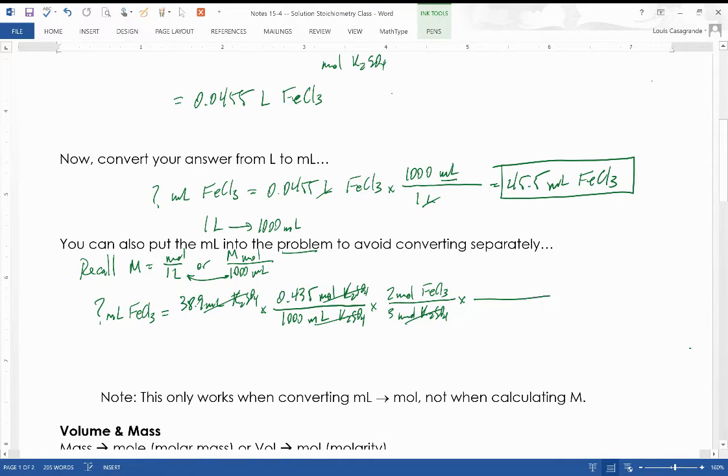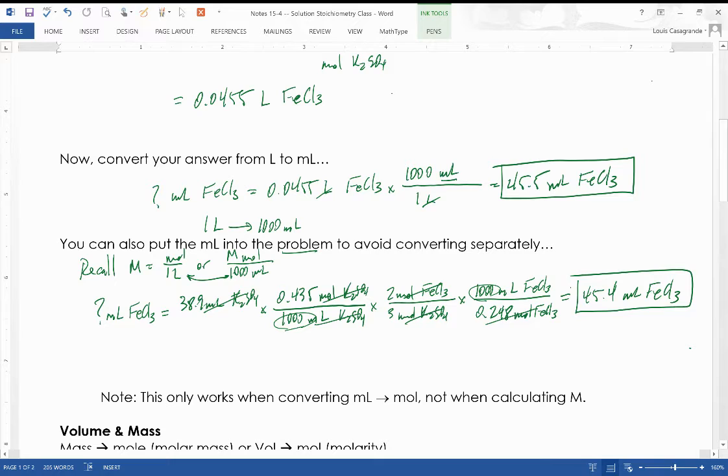We're going to put the 1,000 milliliters of the FeCl3 up on top, and we're going to put the molarity, 0.248 moles of FeCl3, on the bottom. And the moles are going to cancel out. And if you're really paying attention here, you can see that those thousands are also going to cancel out with each other. And that's one of the reasons this works well. And so we are going to get directly that 45.5 milliliters of the FeCl3. And go ahead and try that and convince yourself that it does work.